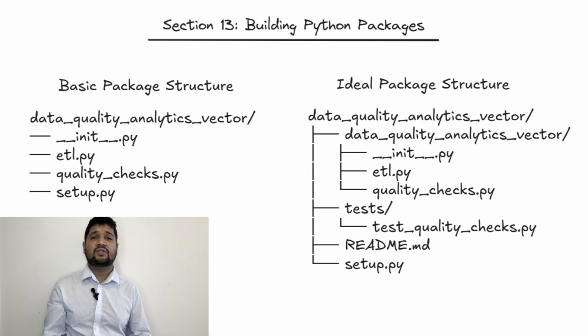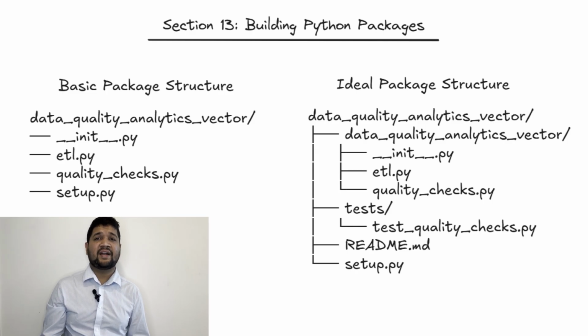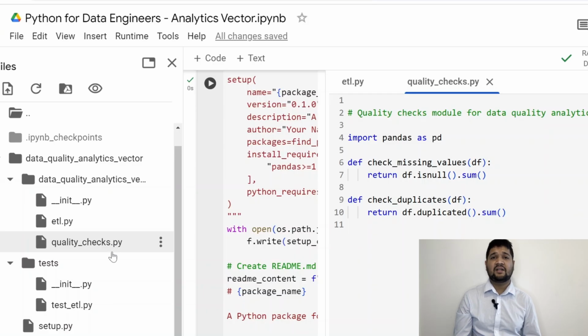ETL.py includes all ETL related functions such as transforming and loading data. Quality checks contains functions for validating data quality. Test holds unit tests to ensure your package functions are as expected. The readme.md provides documentation about the package. Setup.py defines the package metadata and dependencies. A clear structure makes your package maintainable and user-friendly. It allows developers to easily contribute to your code base.